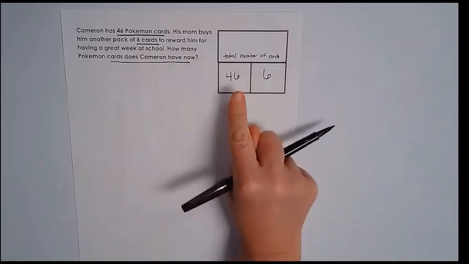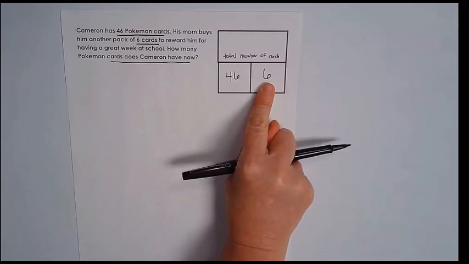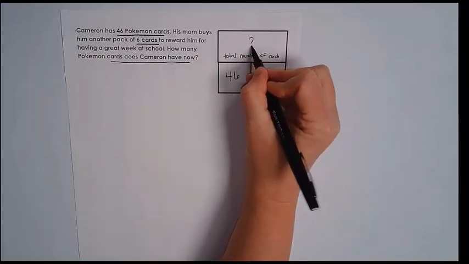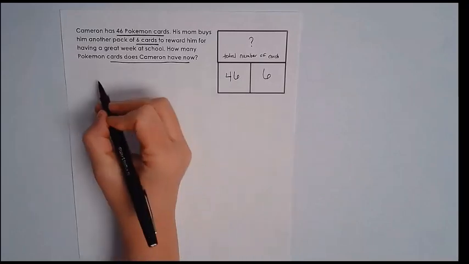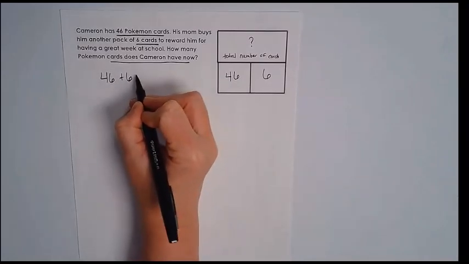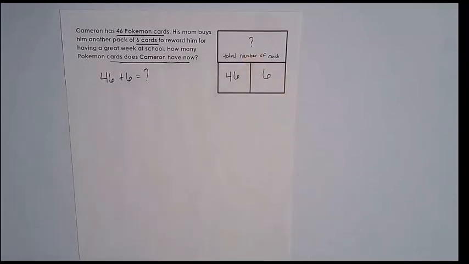So if I put the 46 cards and the 6 additional cards that Cameron's mom gives him together, I will find that total number. So I know the equation that would help me find this is 46 plus 6, and that's going to give me that total amount of cards that Cameron has.